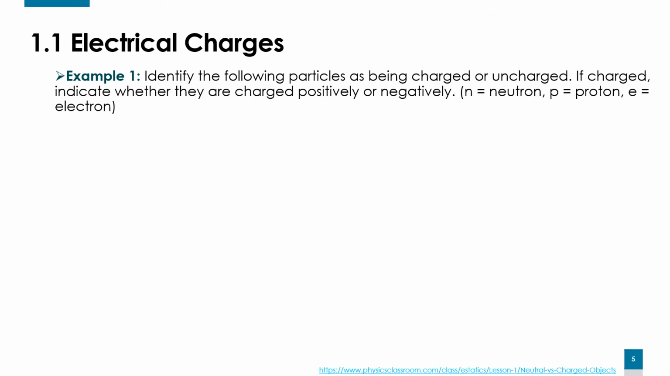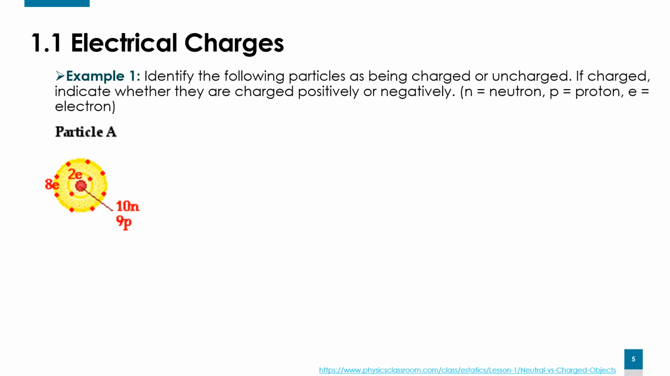If charged, it indicates whether they are charged positively or negatively. So the representative is N for neutron, P for proton, and E for electron. In the first example, particle A, let's make a list. As in the exercise, P is for proton, N is for neutron, and E is for electron.